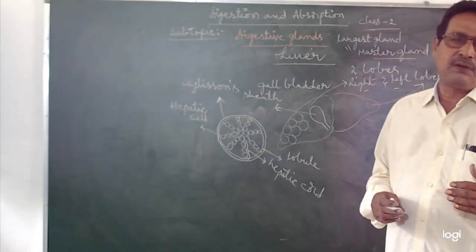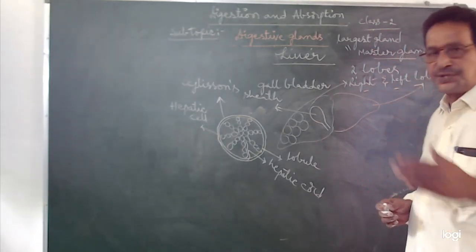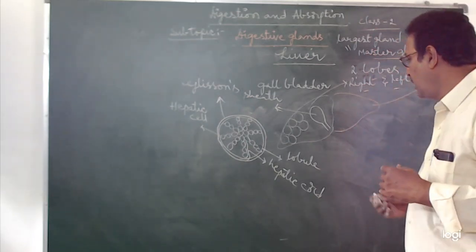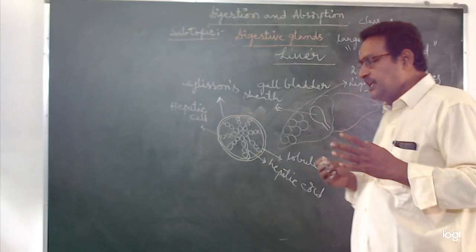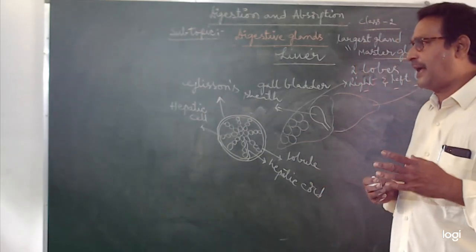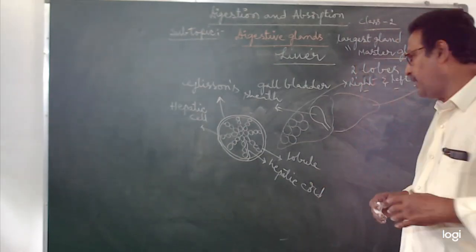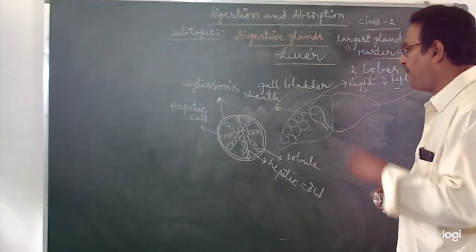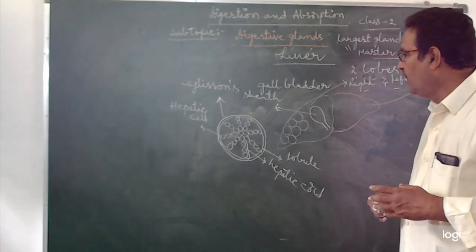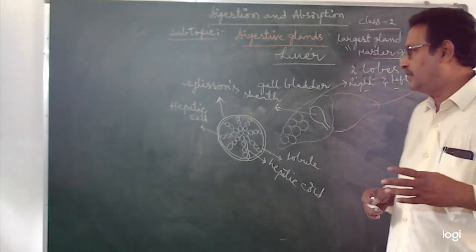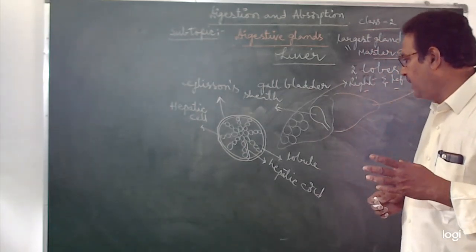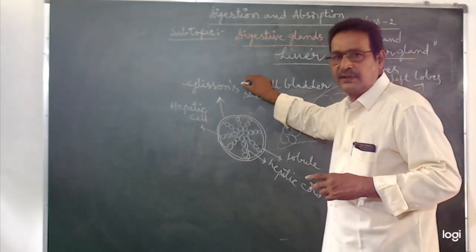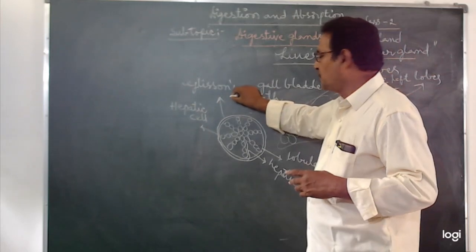Each lobe of liver consists of so many round lobules. In each lobule, hepatic cells are arranged in a cord-like manner. That is called hepatic cord. The lobule is covered or surrounded by a connective tissue layer. That layer is called Glisson's layer, Glisson's sheath.